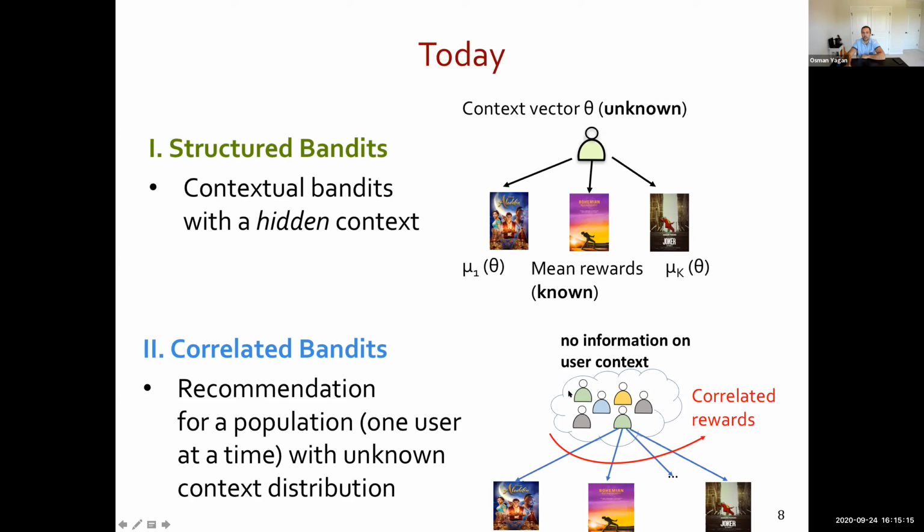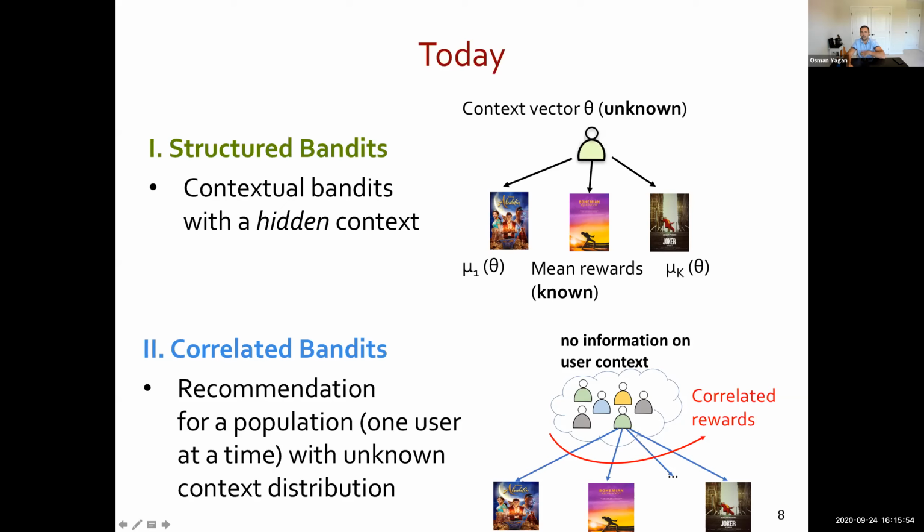And here what we say is that I'm dealing with a population, not just one user as in the structured case. So I have a population of users. I take them one at a time and get to recommend them one movie, and then I lose that user for good. I like to sequentially take this user, make my recommendation, and move on to the next user, and so on and so forth. The assumption is that I have no information on the user context before I make my decision. I also don't know the distribution of the context. So I have no distributional knowledge about this population either.